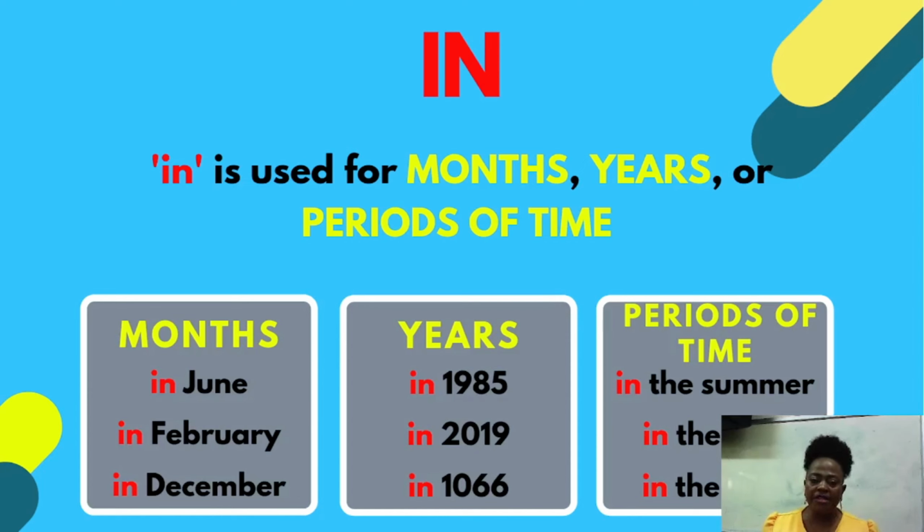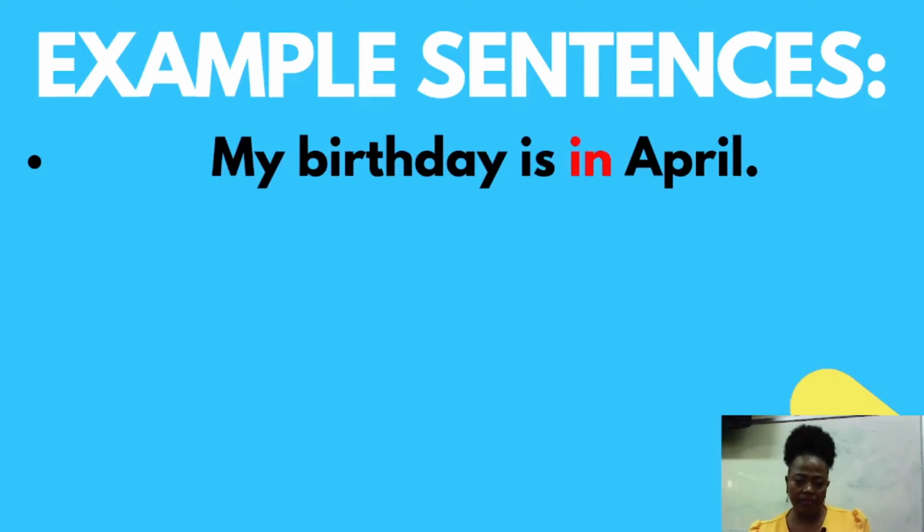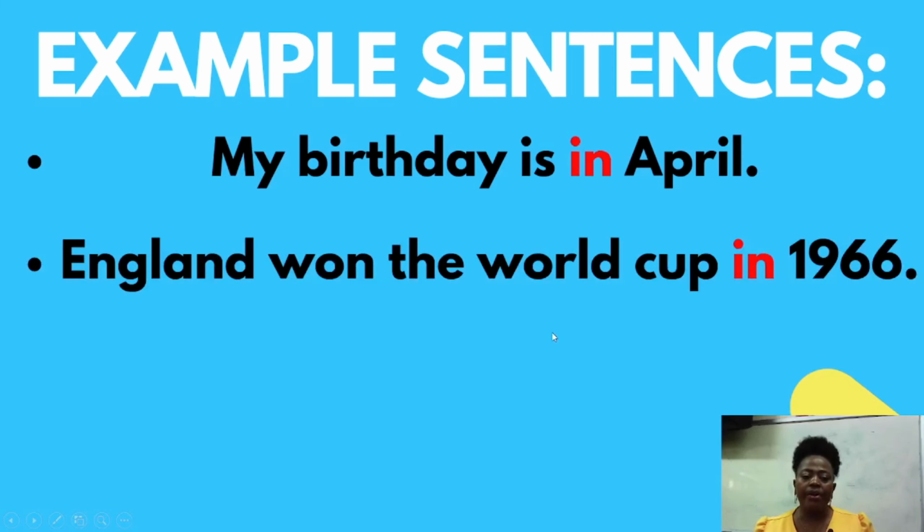Those are periods of time. So when you talk about months, years, or periods of time, remember we use in, we don't use at, we don't use on. And the next thing that you need to take note of is example sentences with in. For example, my birthday is in April.